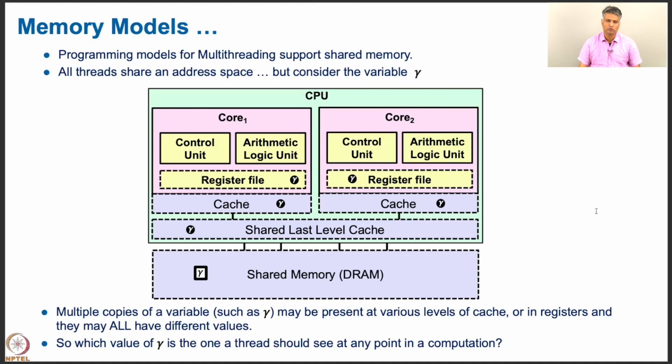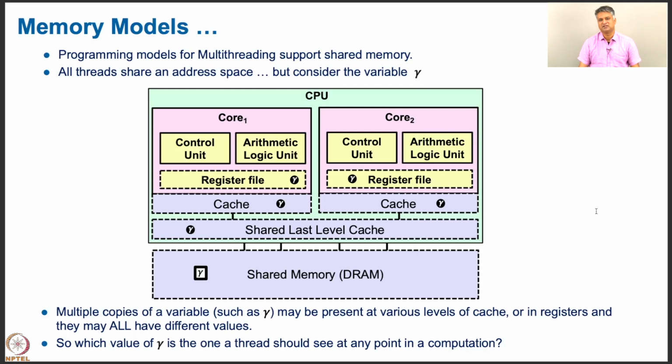So going back to looking at the simple architecture of multi-core CPUs, you'll see that there are multiple cores which have control units and arithmetic logic units. Each of these cores will have their own registers, own last level caches, then a shared last level cache, and then finally they're connected to the shared memory, which is a dynamic random access memory. Now, what's going to happen is that all these threads which are being scheduled on these multiple cores, they will share the same address space.